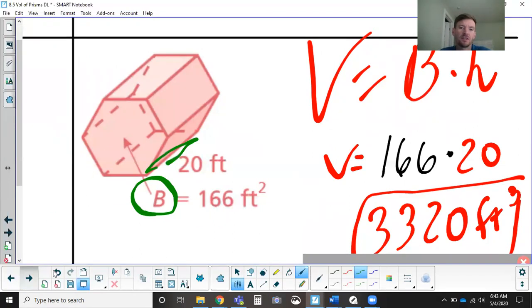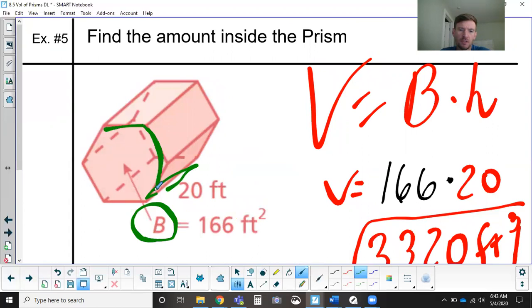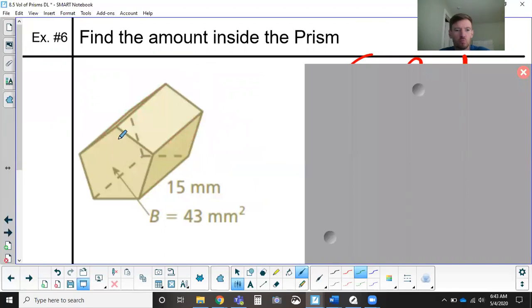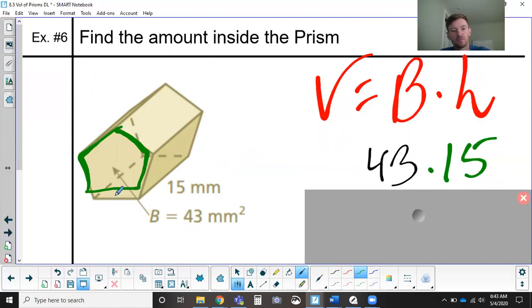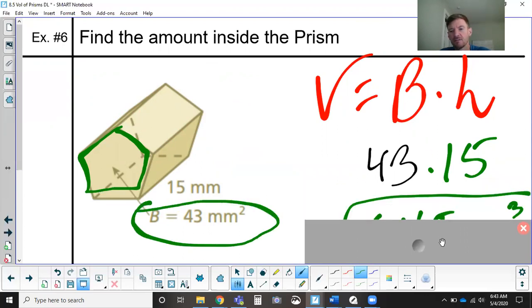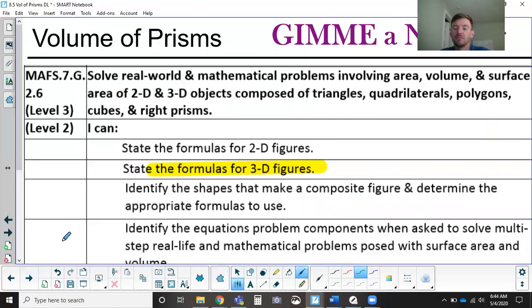All right, one more of these irregular shaped prisms. This is actually, I'll back up, I'm sorry, a hexagonal prism. So let's now find the amount inside this pentagonal prism. Big B times H. 43 is the area of the base, it tells me right here, times the height, 15, is 645 millimeters cubed. Again, 3-dimensional, so it's to the cube units. Give me a number for volume. Just prisms: rectangular, triangular, and some other shapes.